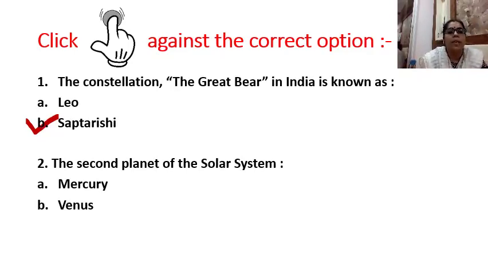The second planet of the solar system. Yes, you have to remember the names of the planets according to the sequence, according to the order, okay, which is the first, second, third, like that. Then only you can solve questions like this. Which is the second planet, children? Mercury, Venus? Venus. Right. Venus is the correct option. So you have to click on Venus.